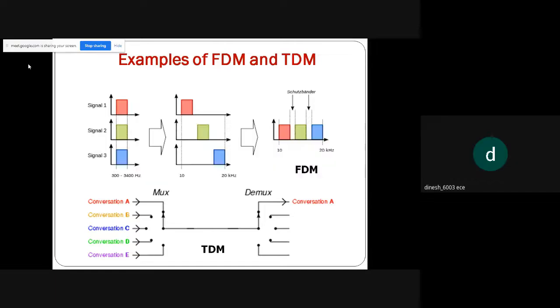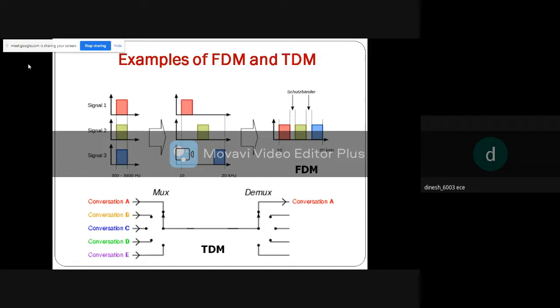Whereas in TDM, if you have, for example, 5 conversations, any one will be selected at a particular time. So for example, if conversation A is going on, A will be connected to A. If B is going on, B will be connected to B, depending upon the time. So this is a TDM example.